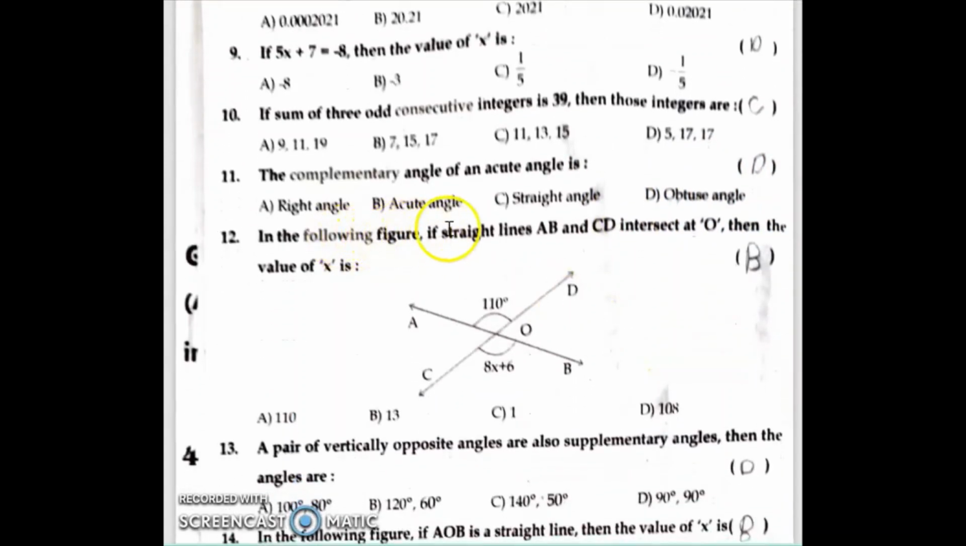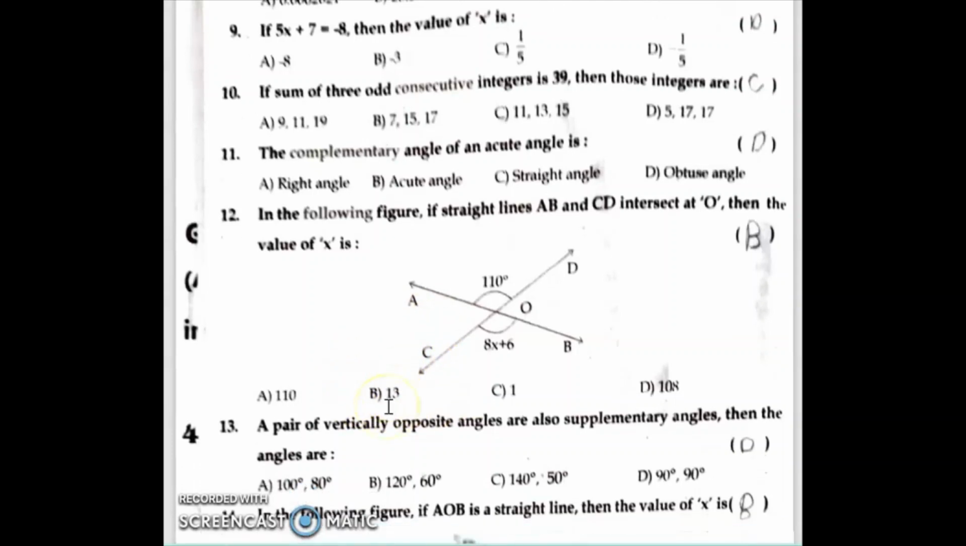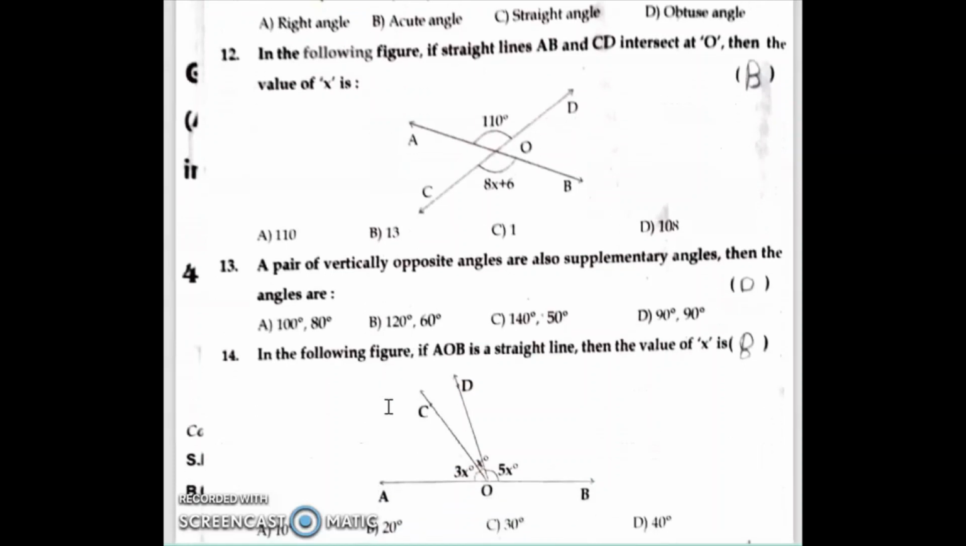In the following figure, if straight lines AB and CD intersect at O, then the value of x is B. B is the correct answer. A pair of vertically opposite angles are also supplementary angles. Then the angles are D, 90 degrees and 90 degrees.